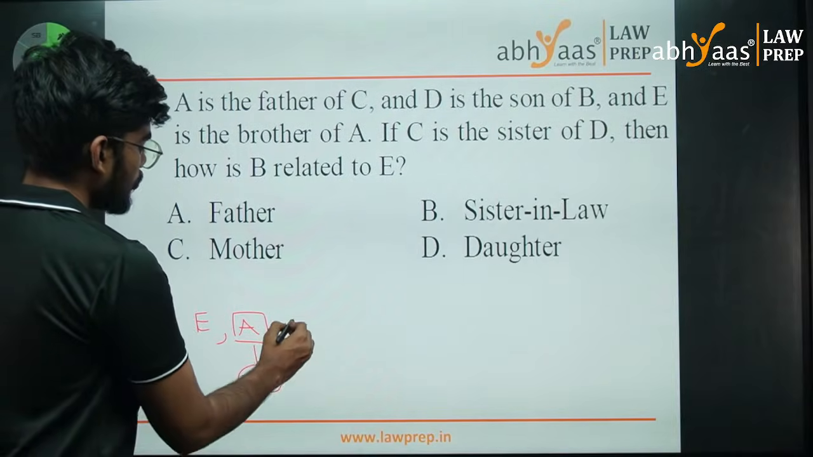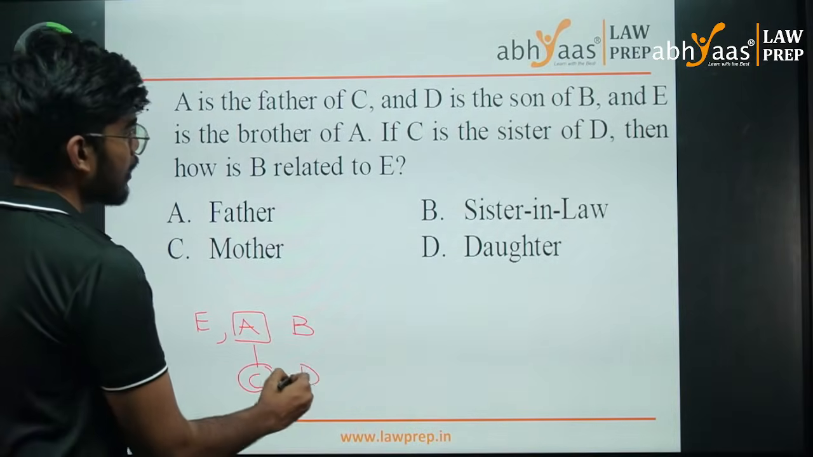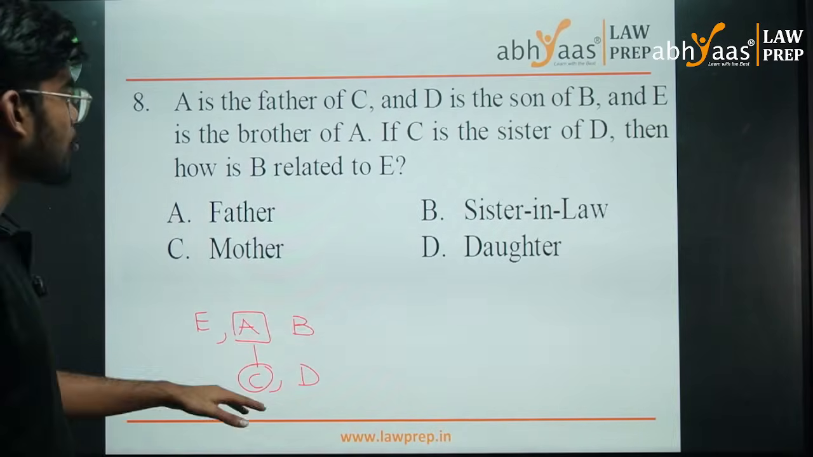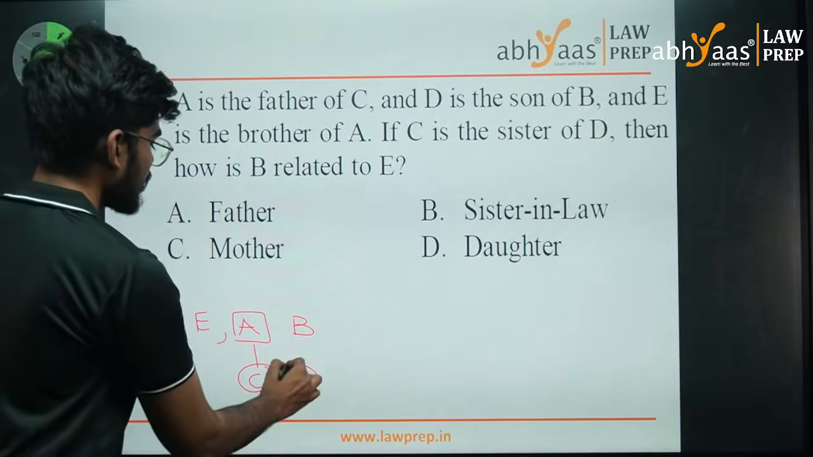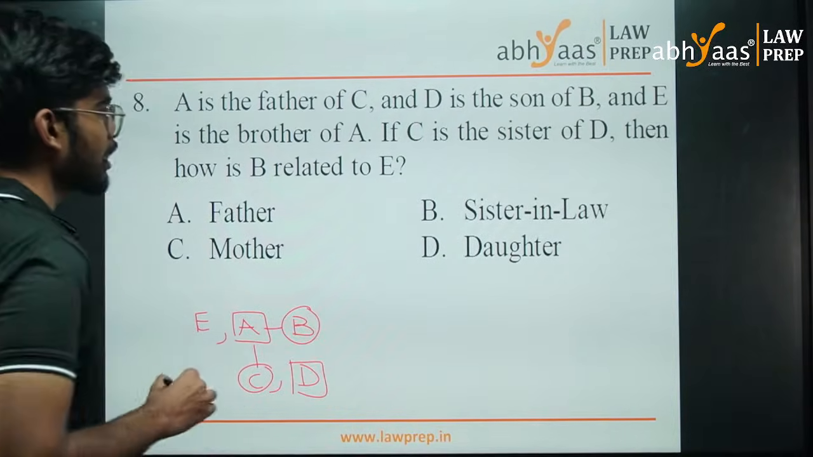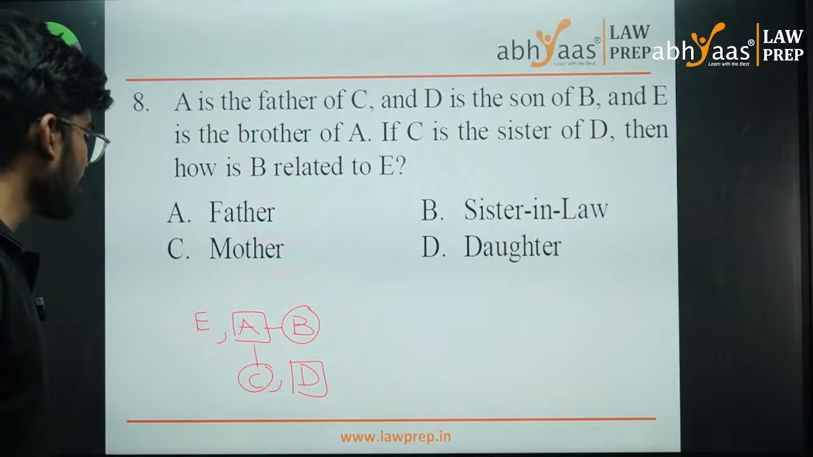D is the son of B. It is B and D. Now what is the question? C is the sister of D. Okay, here D is the son, so obviously this will be like this. Then how is B related to E? How is B related to E?